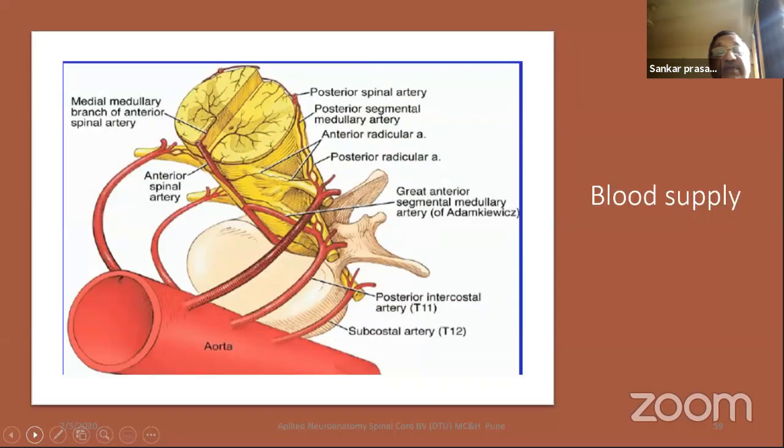Now the blood supply of the cord. The blood supply is this axial region, and you can see the aorta is supplying, and there is an anterior spinal artery and two posterior spinal arteries. And there is an exam question for the DNB students and DM students. What is the blood supply of the spinal cord?